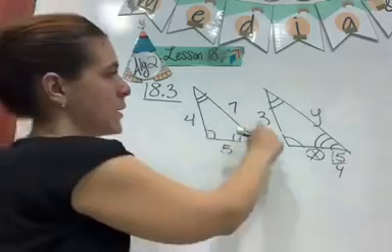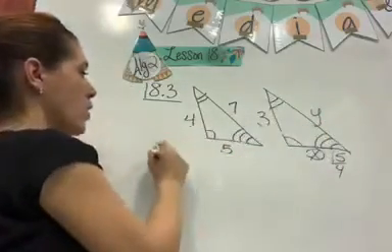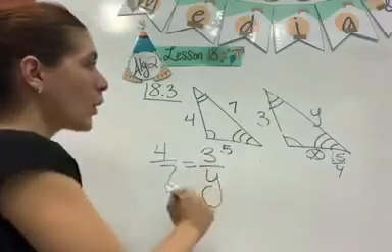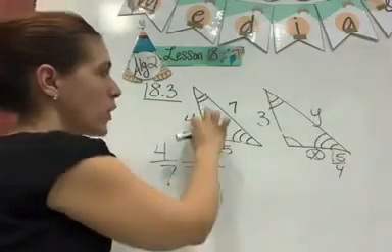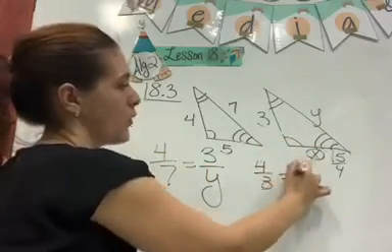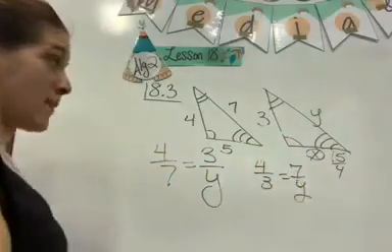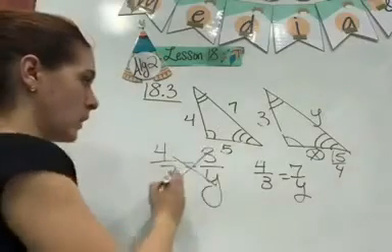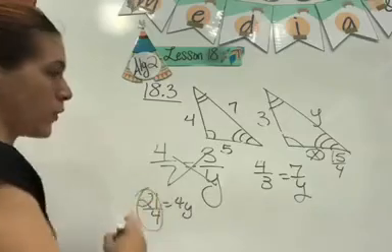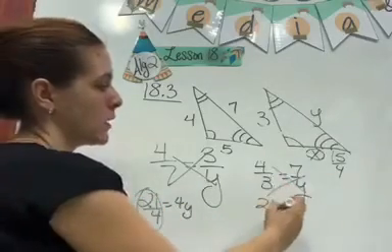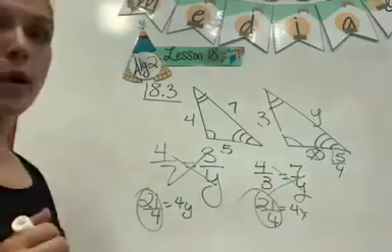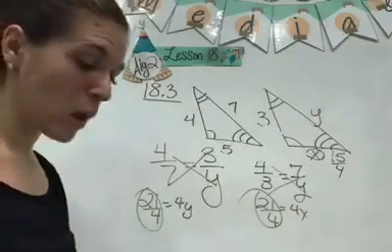4 over 7 equals 3 over y, right? Or 4 over 3 equals 7 over y. And you're going to get the same answer. 21 equals 4y, so that's 21 over 4. Okay, and that's how you do similar triangles.